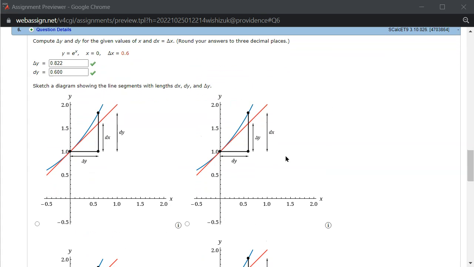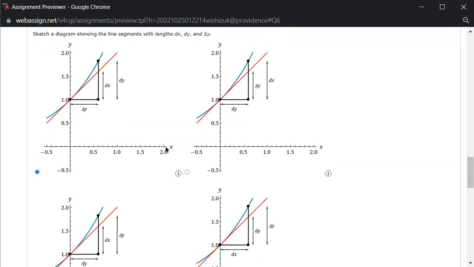That's it. Make sure to know the difference between delta y and dy. Delta y is the actual difference in function values, and dy is using the differential, which is an approximation. That's it. I hope that this was clear.